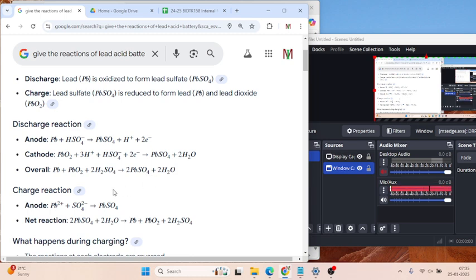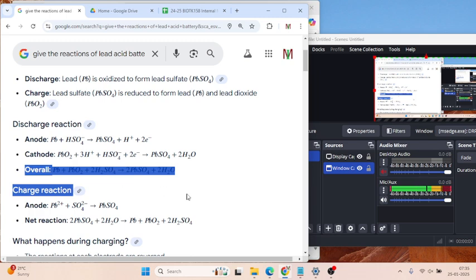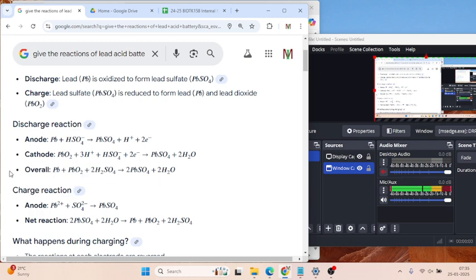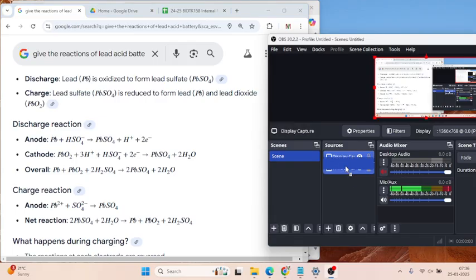When we reverse the reaction, that is when we charge the battery, the lead sulfate gives back lead as well as lead oxide. We just reverse this particular reaction. Lead sulfate plus water gives back lead oxide, and lead sulfate again gives lead. So lead and lead oxide go back to the corresponding anode as well as the cathode side of the original battery. So that is the reaction.